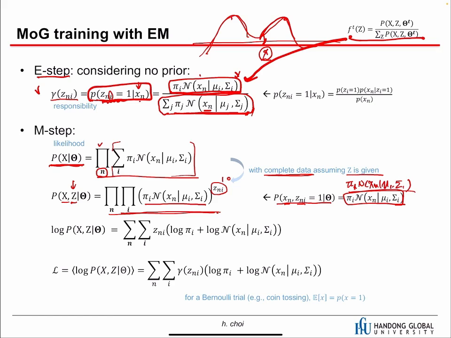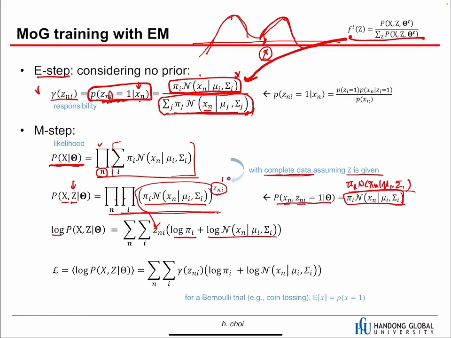Then next we take a log. Then this product will be a sum. And then z sub ni will go here, and we have log pi and log N.